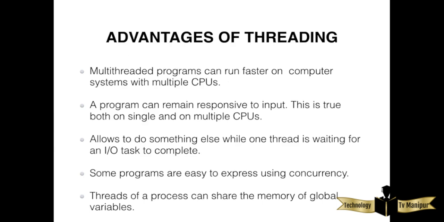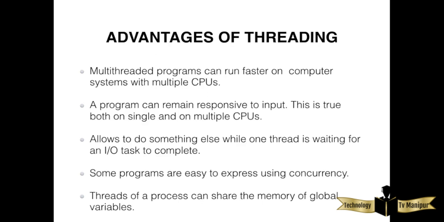The second one is the program can remain responsive to input at all times. This is true both for single and multiple CPU computer systems. Now the third advantage is threading allows you to do something else while a thread is waiting for an I/O task or any other task to complete. So it always remains responsive.